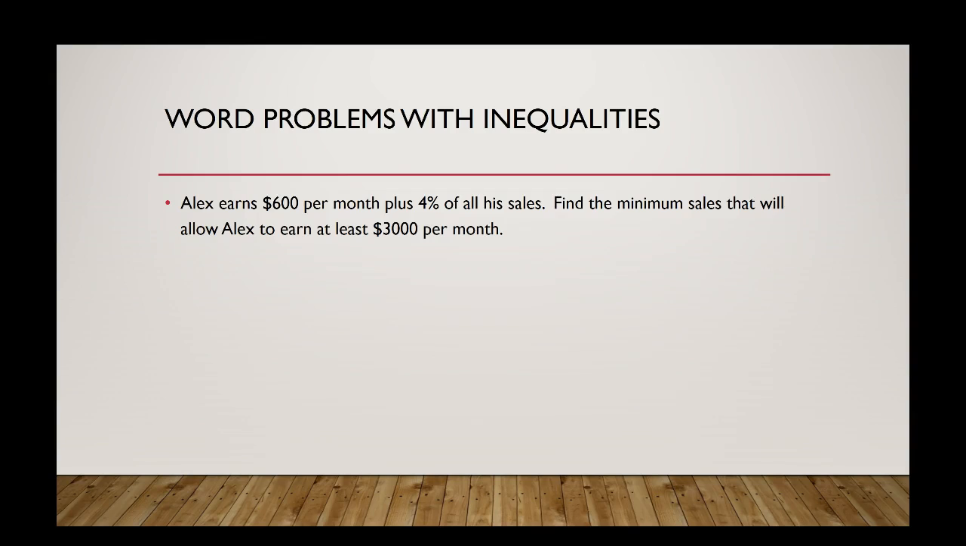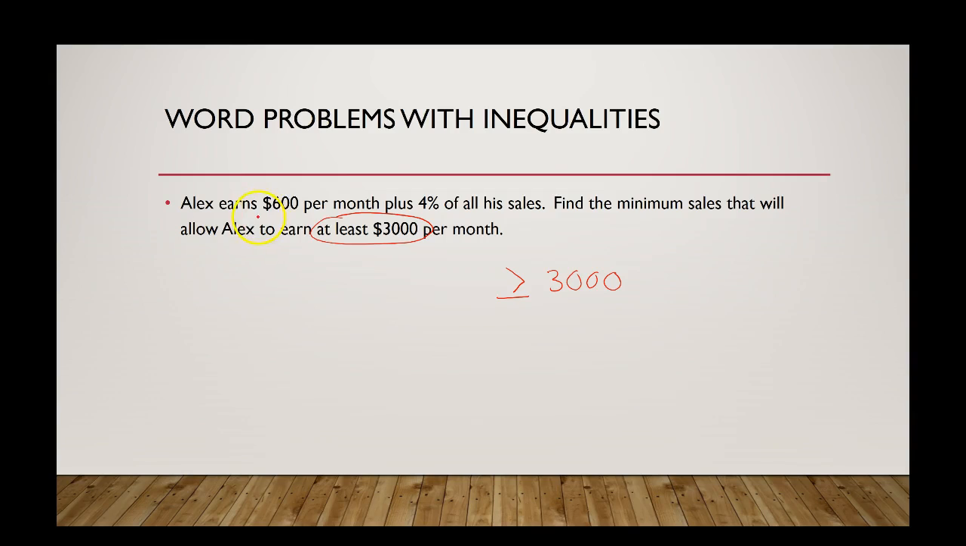All right, the next one. Alex earns $600 per month plus 4% of all his sales. Find the minimum sales that will allow Alex to earn at least $3,000 per month. Again, we'll start here because this is our total. So at least, again, is greater than or equal to, and then the 3,000.